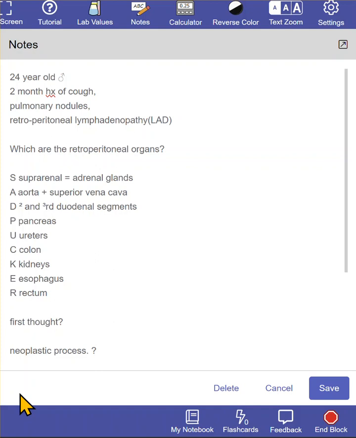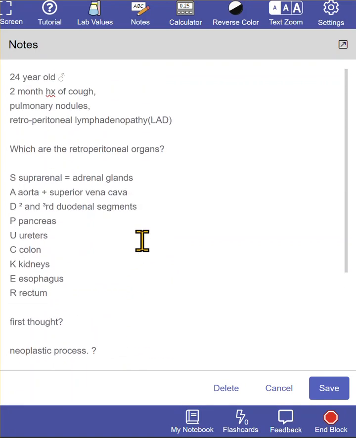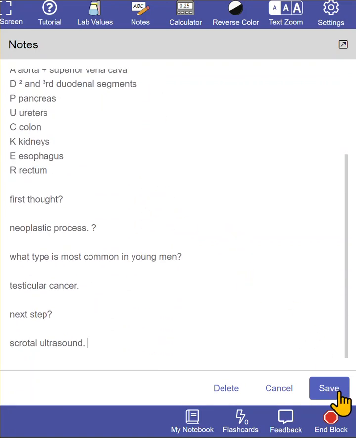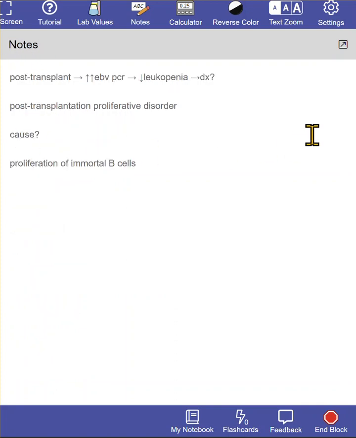So your first thought when you have these symptoms of pulmonary nodules, retroperitoneal lymphadenopathy, 2 months history of cough in a 24-year-old male should be neoplastic process. And what is the most common type in young men? Well, in this case, retroperitoneal cancer with pulmonary nodules is probably testicular cancer. So even in young men. And so the next step would be what? It would be a scrotal ultrasound. And so that's a really long-form explanation for why it's retroperitoneal, but it's a nice way to remember it.